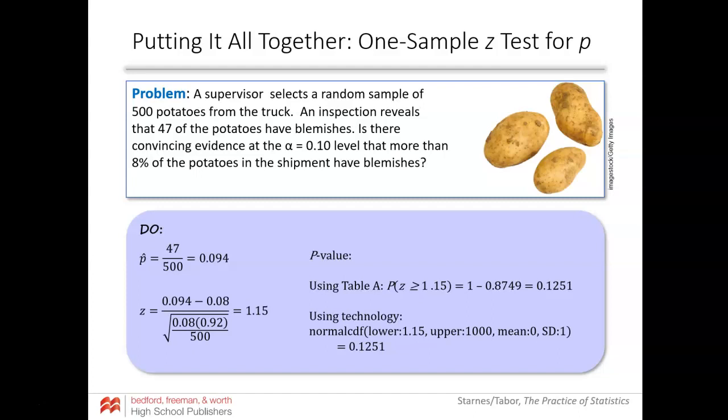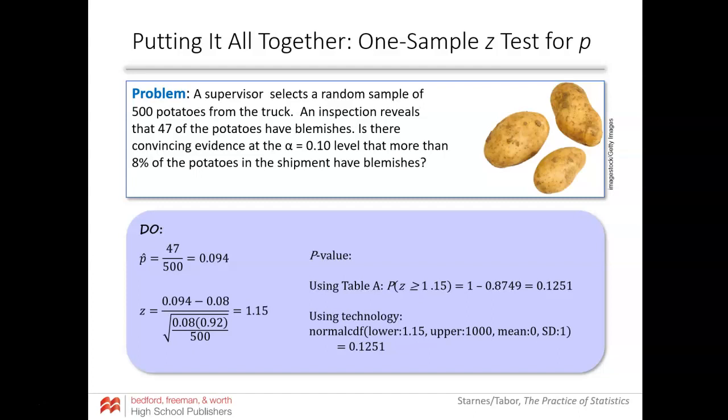The 0.094 minus 0.08 divided by that hot mess, and we get a z-score of 1.15. Again, I would have loved if they'd drawn a curve, but they didn't. And remember, our alternative hypothesis is that it was greater than 8%. So the curve area that you're trying to find is from that point and greater, because you want to be at least that extreme or more.